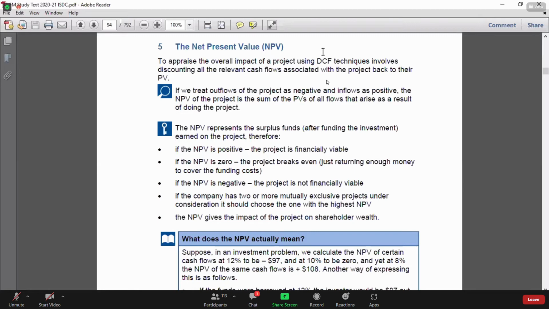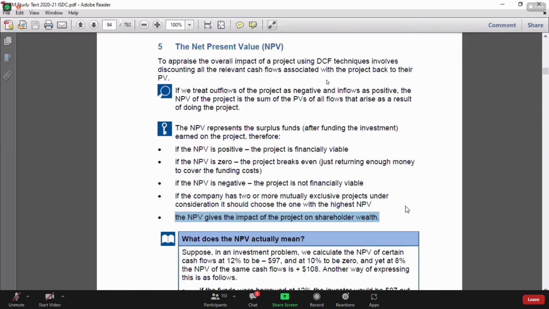Now, a very interesting point. The net present value gives the impact of the project on shareholders. Let me explain in detail. Generally, it is assumed that the project which has high NPV will increase the wealth of the shareholder. The senior finance manager, if he wants to fulfill the primary objective, that is wealth maximization, always prefers to select projects which have high net present value.